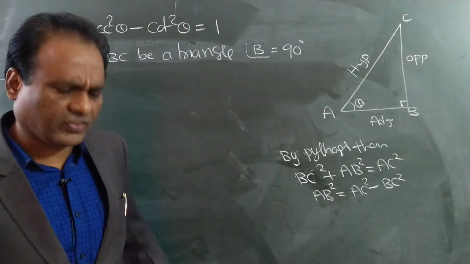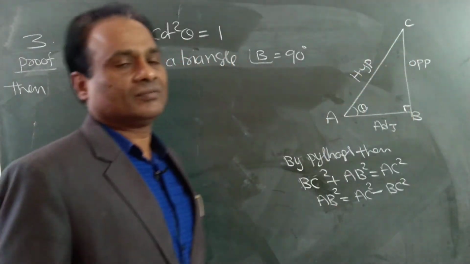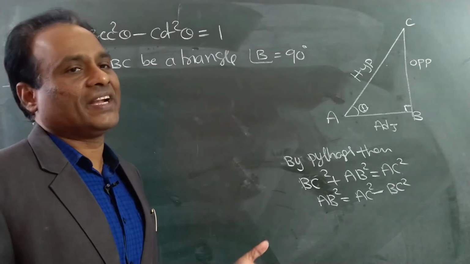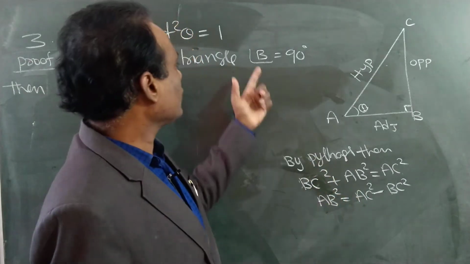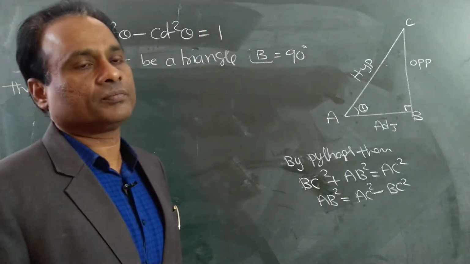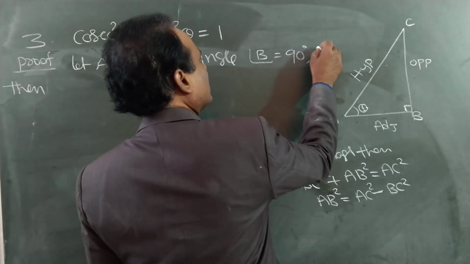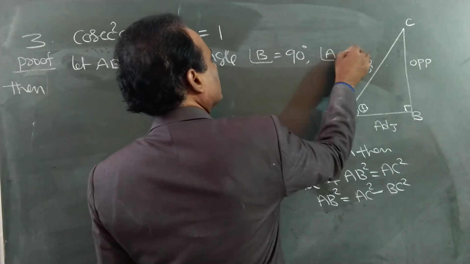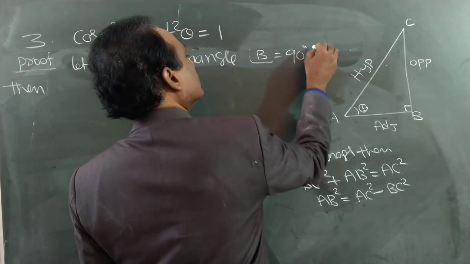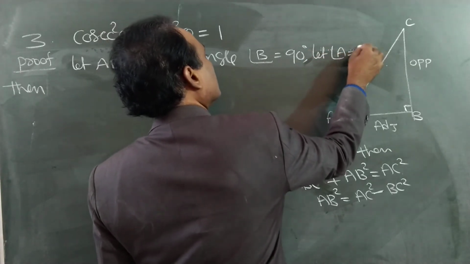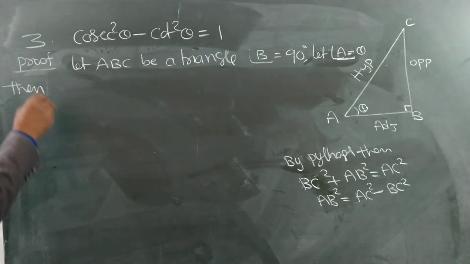Same process. Let ABC be a triangle. What triangle do we take? We always take a right angle triangle. Right angle means one angle should be 90 degrees, so I am taking B equal to 90 degrees, and this angle I am taking as theta.